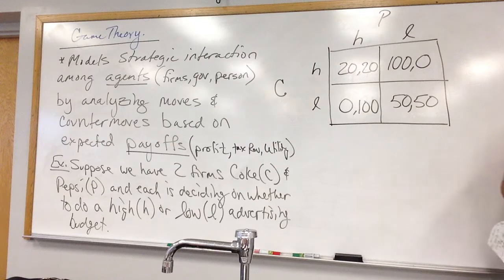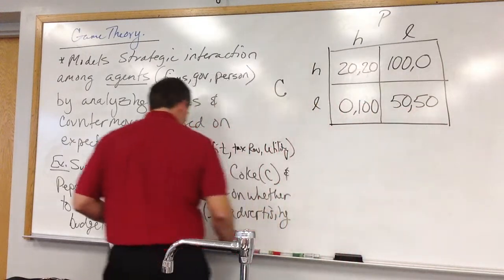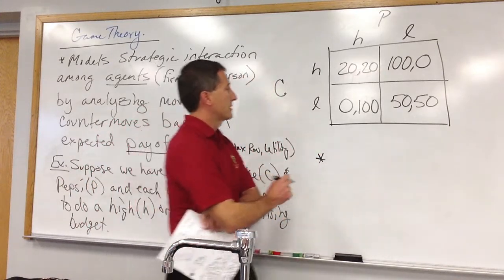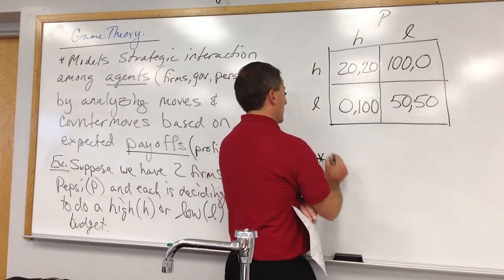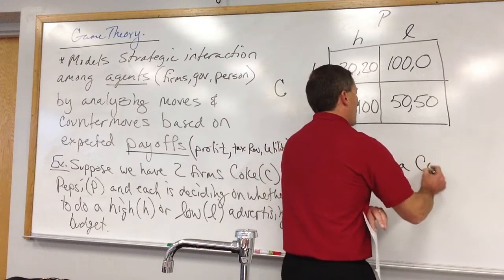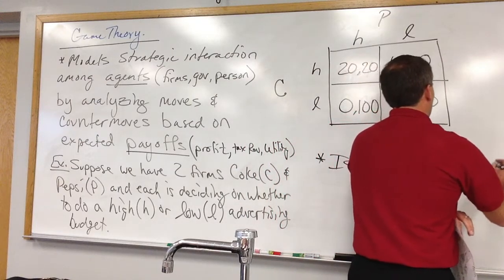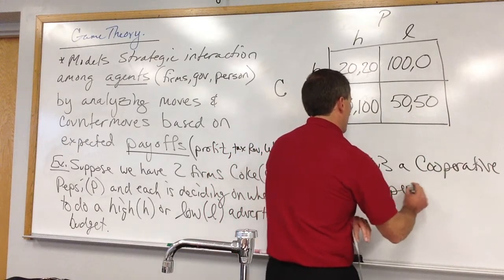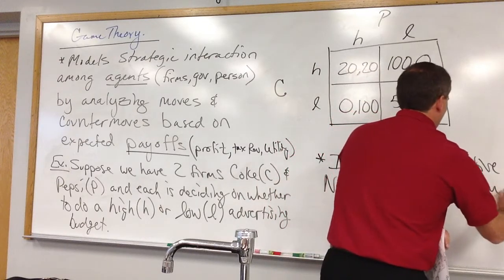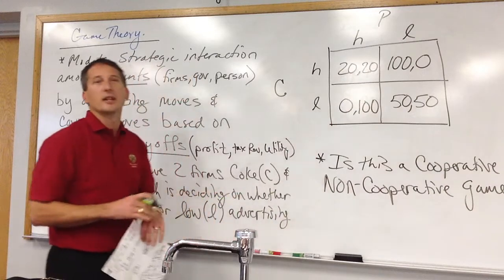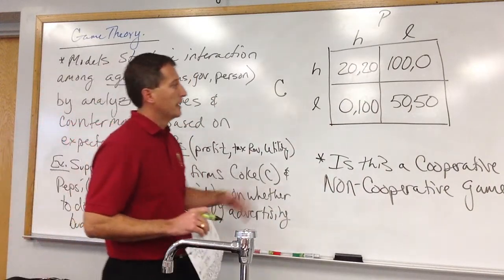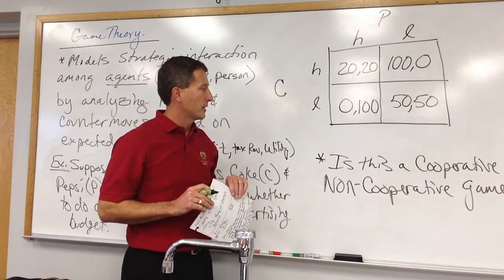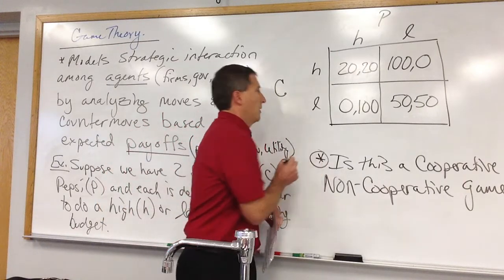So maybe they could draw up a contract, maybe they couldn't, but we're raising one of the first important points of analyzing a game. And the question is, are they allowed to cooperate or not? So is this a cooperative or non-cooperative game? That's an important part. Are the agents even allowed to cooperate? If they are, then that might take us down one line of reasoning, and if not, that might change things. All right.